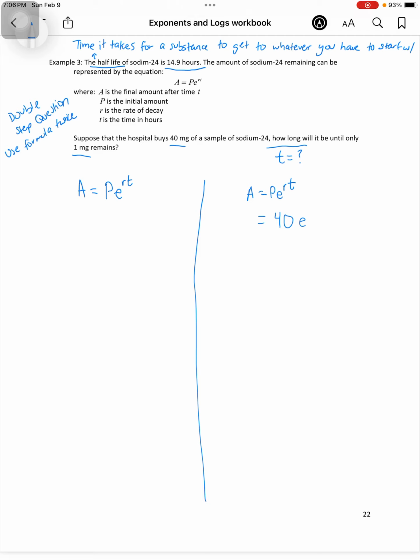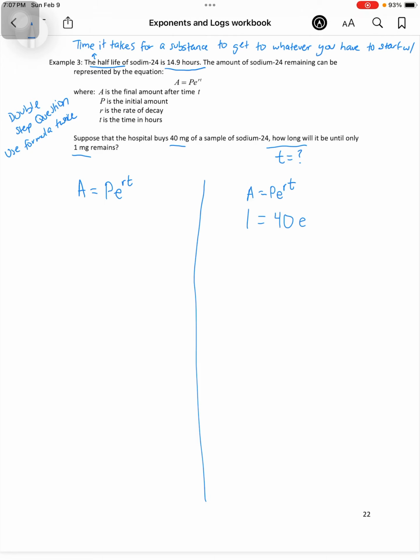And here we see, oh my god, sodium 24, where does that go? It doesn't go anywhere, it's part of the name, so ignore that. How long until only 1 milligram remains? So 1 milligram remains. That's our end goal. That's our final value, which is the same thing as final amount. So A is equal to 1.